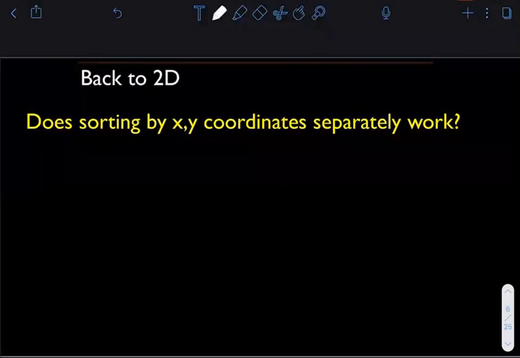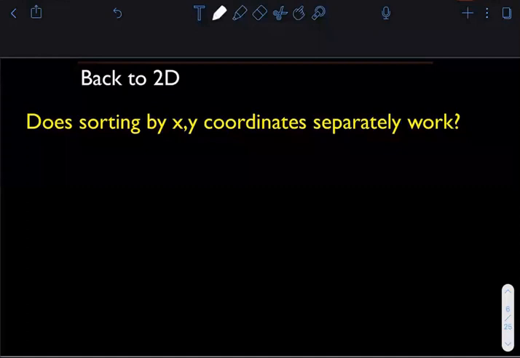But the point is, is this idea going to work? If I sort by XY coordinates and then just try to go over the list independently, do you think this idea is going to work? Yeah, clearly this idea is not going to work, right? So we can create a very simple example.